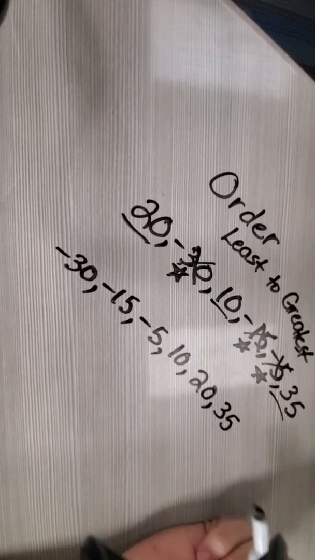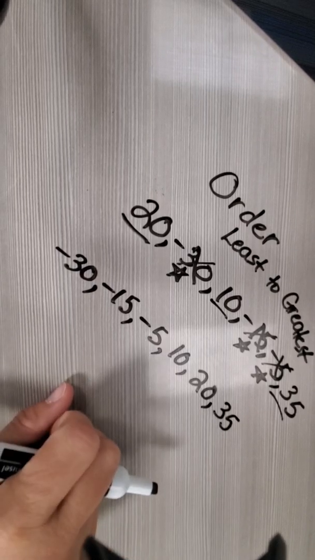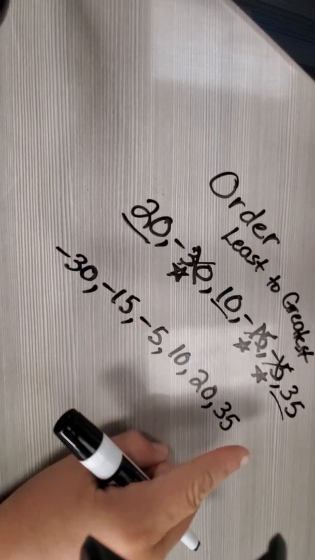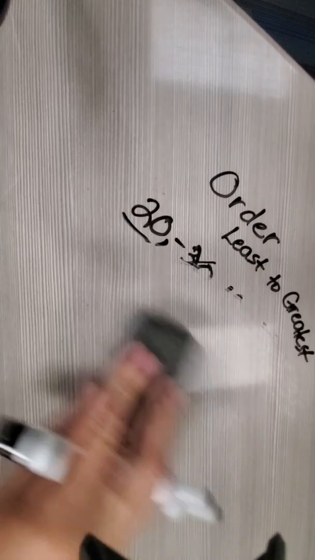So again, my suggestion when ordering numbers is to break them into two sections. Order your negative numbers and then order your positive numbers, okay?